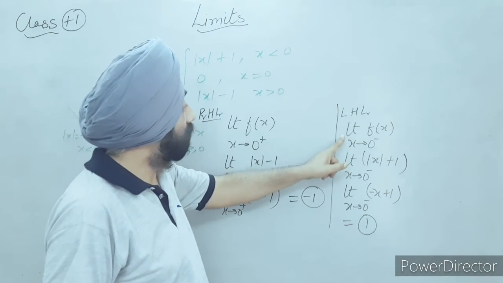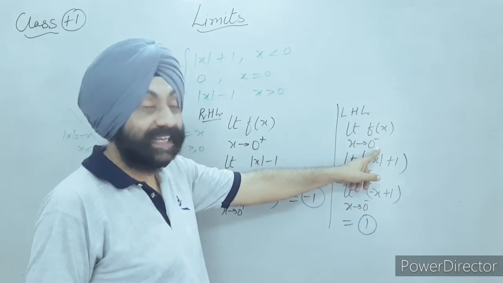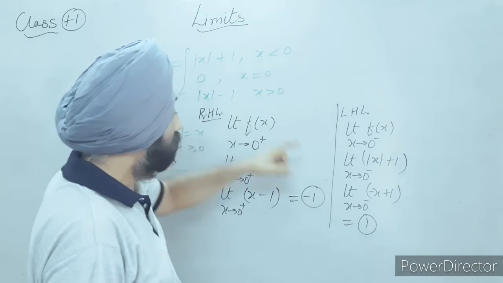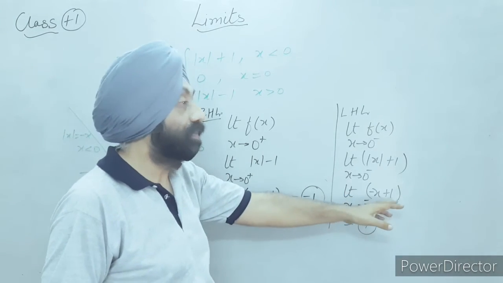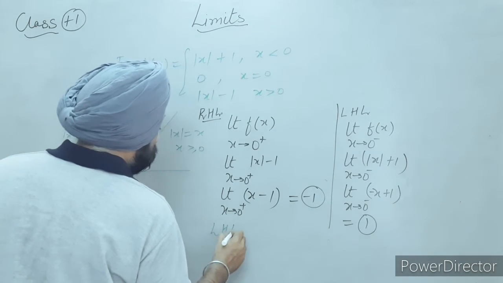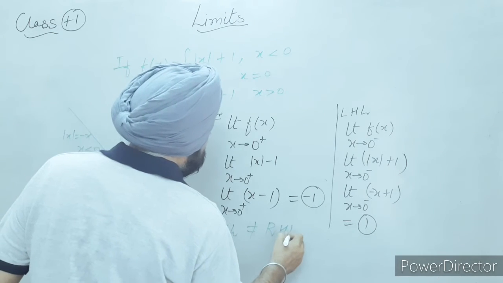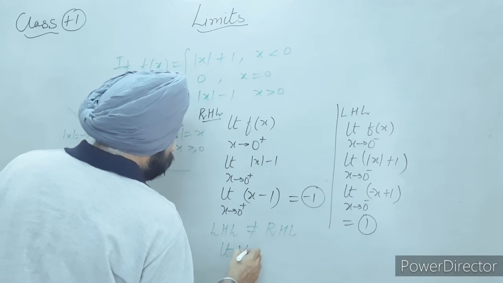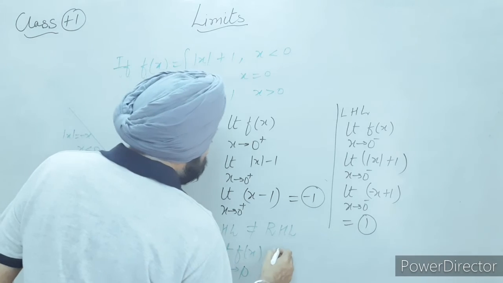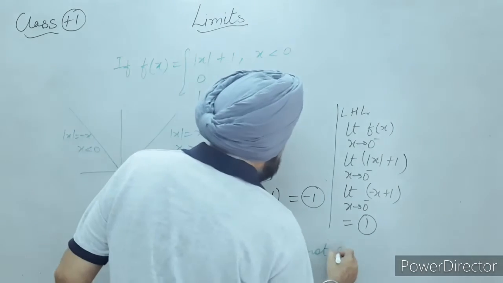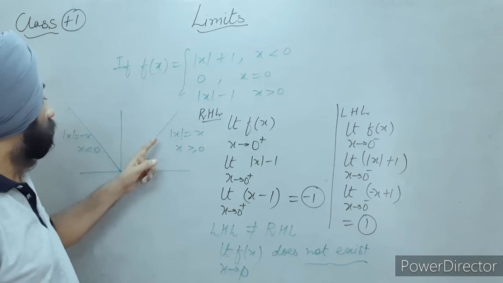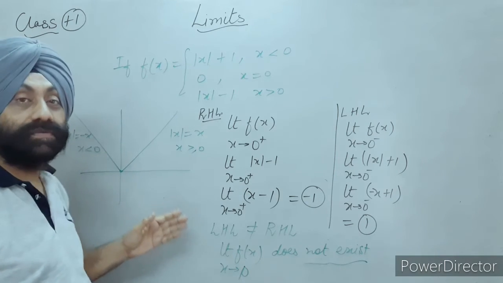Now the left hand limit, f of x as x approaches 0 negative. This is mod x plus 1. Look here, x less than 0, the function has this value. Now put x equals 0: 0 plus 1, the answer is 1. Now the left hand limit is not equal to the right hand limit, right? So the limit of the function as x approaches 0 does not exist. This is the conclusion, right? It is discontinuous at x equals 0.